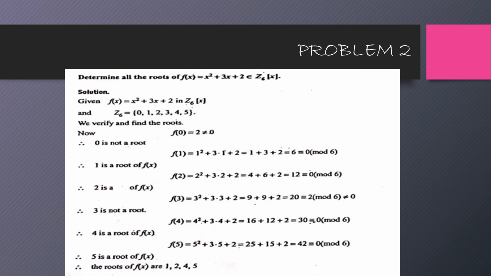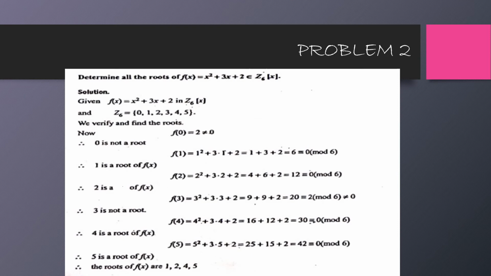So problem number 2. Problem number 2 says: determine all the roots of f of x is equal to x square plus 3x plus 2, which belongs to Z6 of x. Now this is a special case where they are mentioning modulo 6. You can ask me, why can't we do the same procedure as in the previous problem, since even here we have a quadratic equation? Can we solve this quadratic equation and get the values and check? No, we should not do that here.